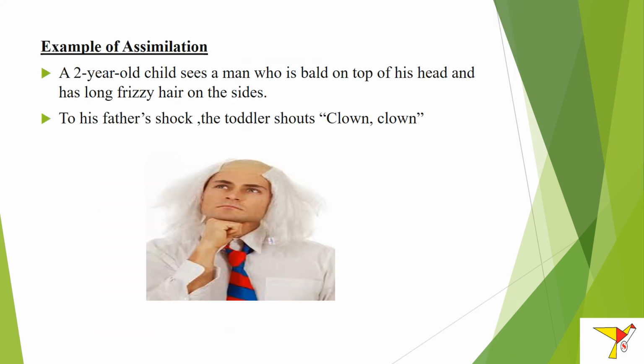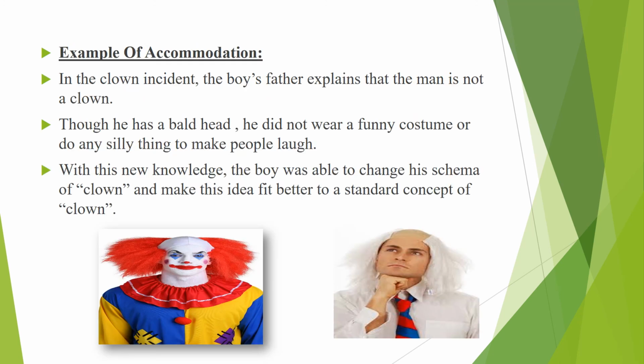Another example of assimilation and accommodation is here. A 2-year-old boy goes shopping with his father. This boy sees a man who is bald on top and has long frizzy hair on the sides. The boy starts shouting, "Clown, clown." The father gets shocked. In this clown incident, the boy's father explains that the man is not a clown. Though he has a bald head, he did not wear a funny costume or do anything silly to make people laugh. So the boy understands that the man with a bald head is not a clown. With this new knowledge, the boy was able to change his schema of clown and make this idea fit better to a standard concept of a clown. So this is one of the examples of assimilation and accommodation.